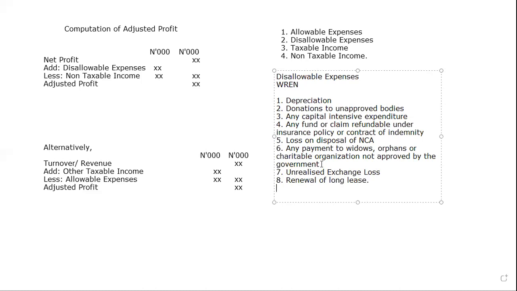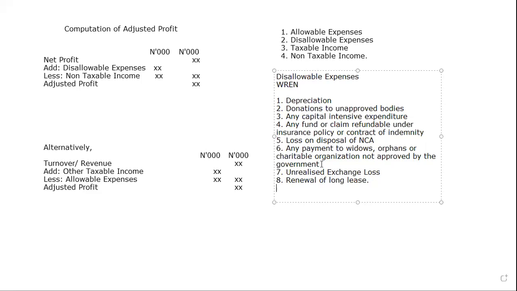Excuse me, sir, can you please explain some of the points, starting from number 2? Donations: I explained donation. If it does not meet the first condition I gave about donation, then it is disallowed. Then any capital intensive project or expenditure, that's anything that is capital in nature, either stamp duties on acquisition or issue of shares, issue costs, purchase of assets, etc., is capital intensive and disallowed.